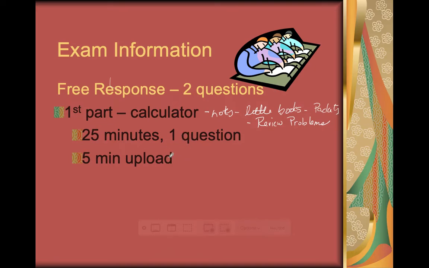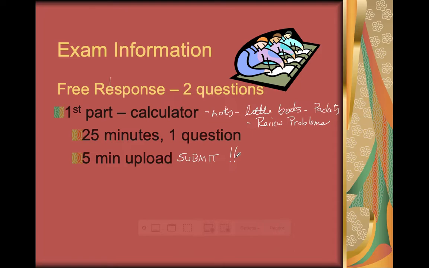Remember, this is a hard time, which is different from sometimes in school, when the bell rings and you don't put your pencil down. You keep writing. Oh, I just have one more thing to put down. If you miss the 5-minute upload where you hit submit, all points for that problem are gone. Right? You have to submit within that 5-minute upload.